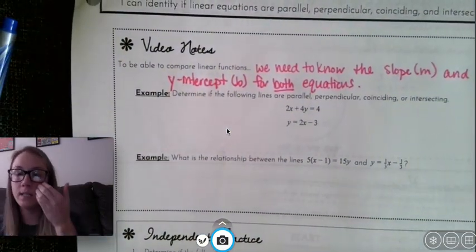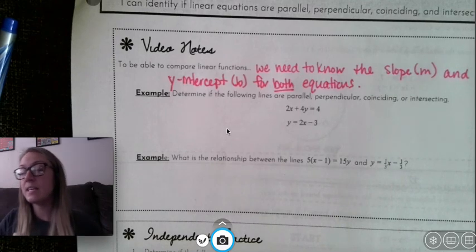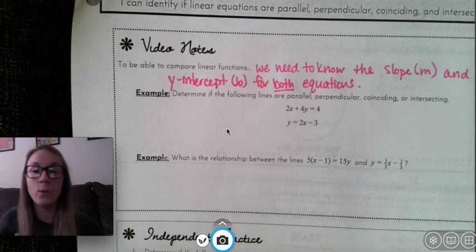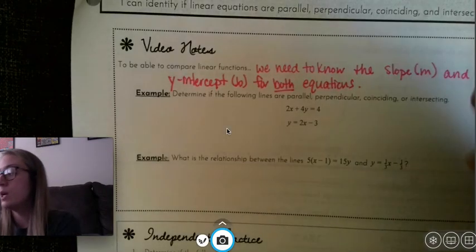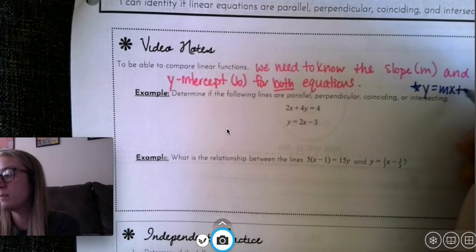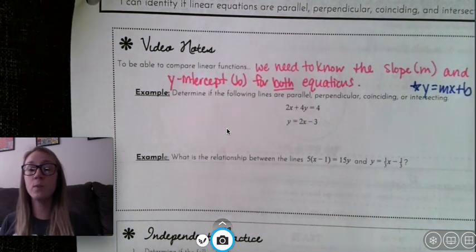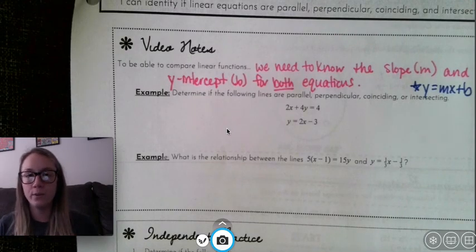So we need to figure out what the slope and the y-intercept is for both equations. And the easiest way to do that is to manipulate the equations so that they are in slope-intercept form. So we want to get them into y equals mx plus b, so that we can easily see the m value and the b value for those.